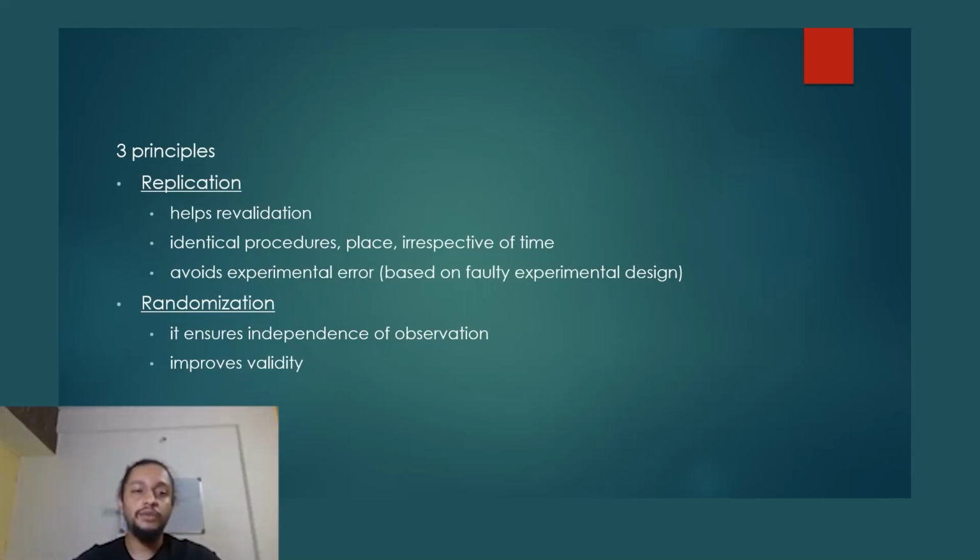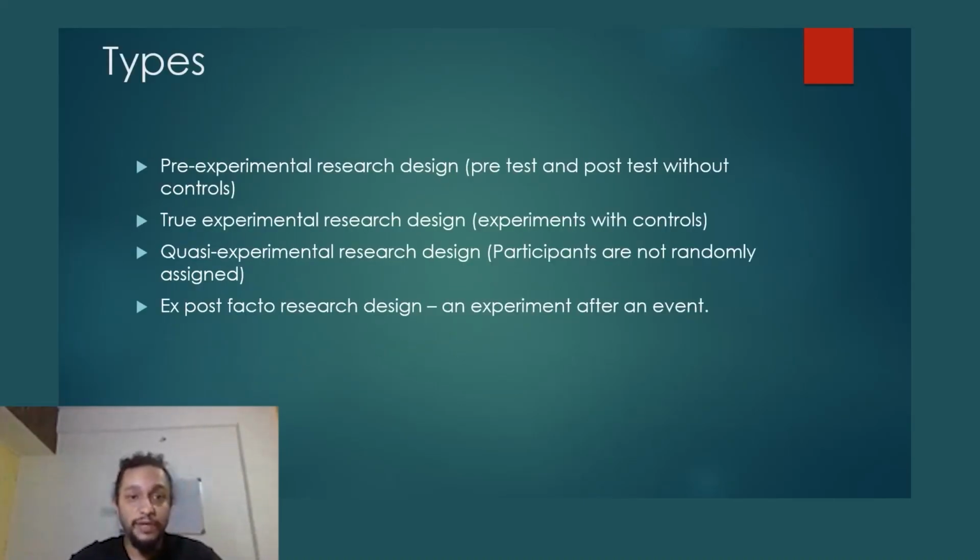The other thing with the experimental method is that it's randomized, which means that the participants, etc., are not chosen just like that. They're not pre-decided that you go here, you go there, your scores are higher, you go on the side. All that is not done. So that independence allows for better validity of the research study. Now, there are different types of experimental methods. There's pre-experimental, pre-post-test experimental design, which is you do a pre-test and a post-test, but you have no control.